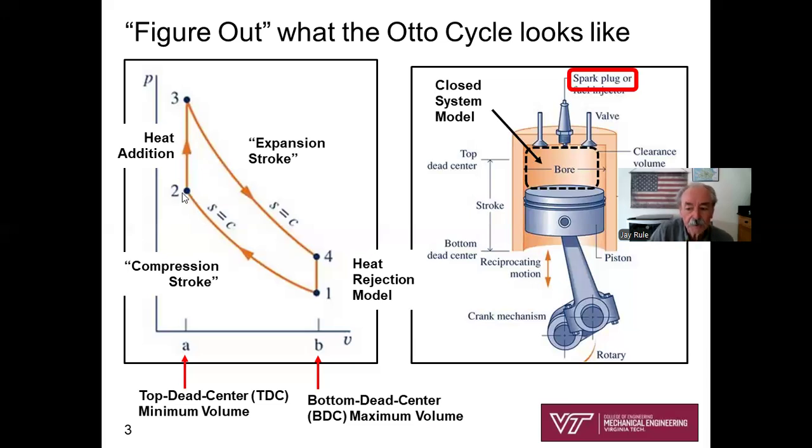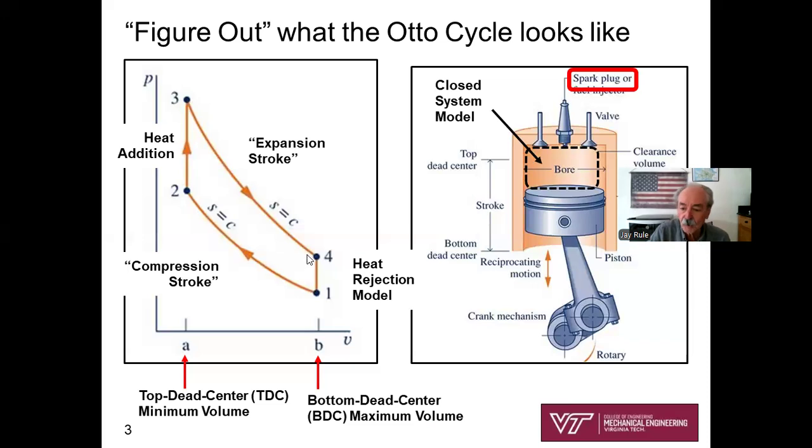Then with the fuel in the air inside the system, we hit a spark plug. We hit a spark and there's instantaneous combustion. And as a result of that instantaneous combustion, there's not enough time for the piston to start moving back towards bottom dead center. So the pressure and temperature within the system immediately increase to P3 and T3. That's our heat addition model.